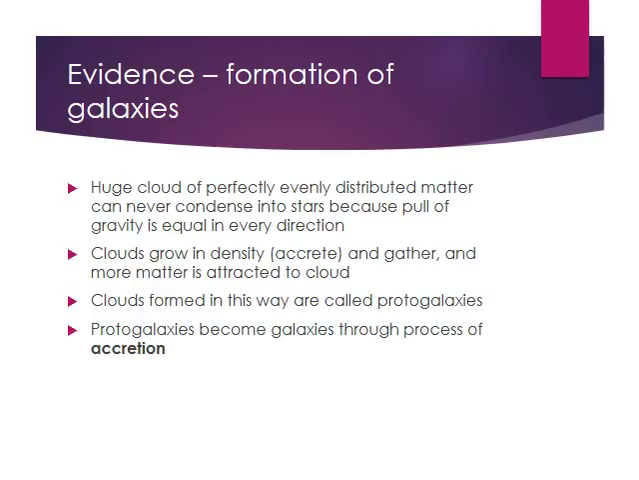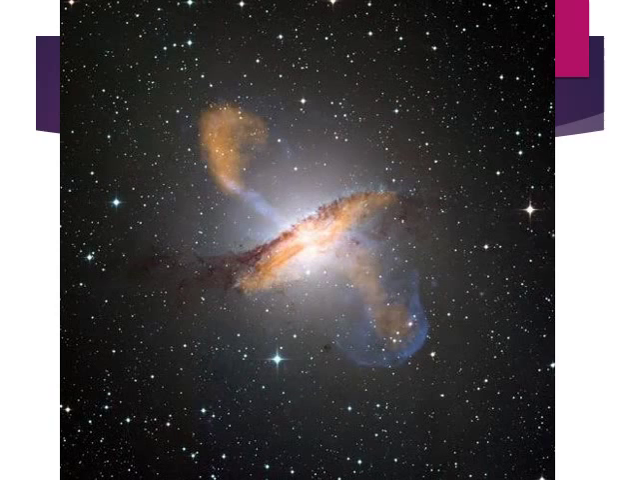So, formation of galaxies. What we have is a huge cloud of perfectly evenly distributed matter that can never condense into stars because the pull of gravity is equal in every direction. So, could this lead to formation of galaxies? No, it couldn't. The clouds grow in density, they accrete and gather, and more matter is attracted to a cloud. Clouds formed in this way are called protogalaxies, and protogalaxies become galaxies through the process of accretion. And there are some incredible images now coming to us from the Hubble Space Telescope showing these birthplaces of galaxies.